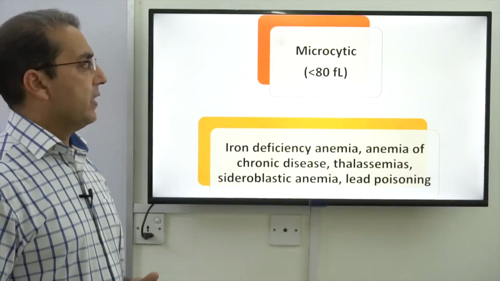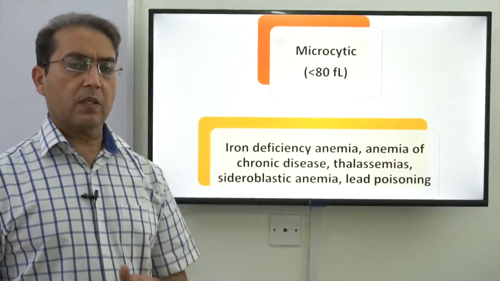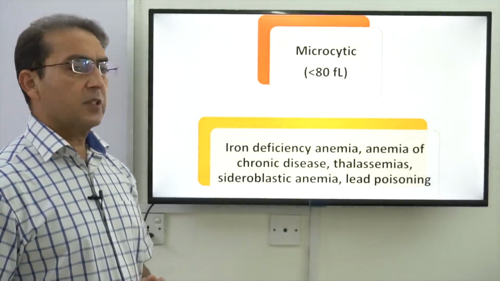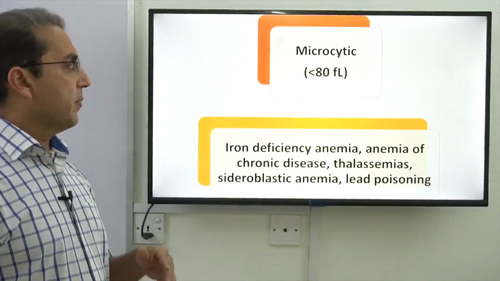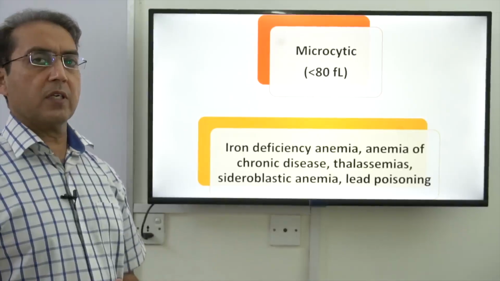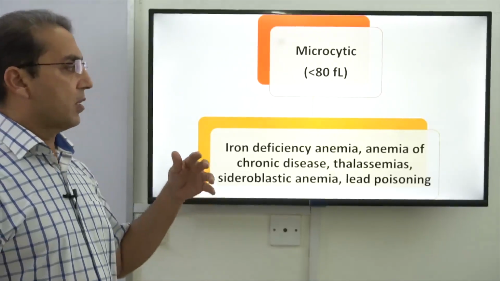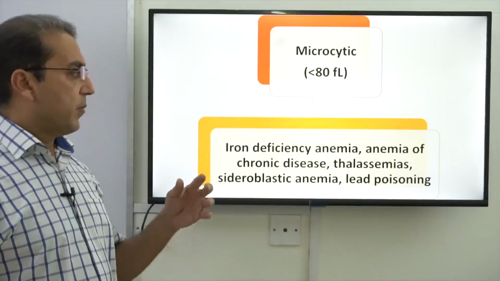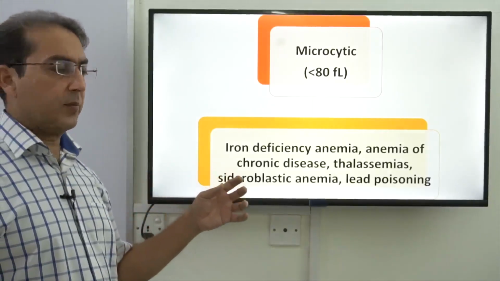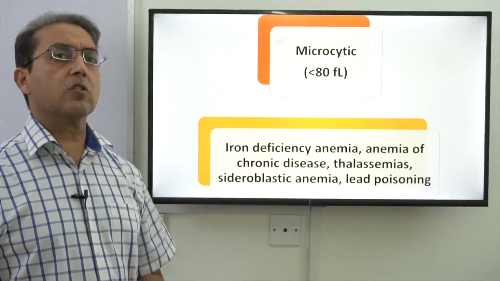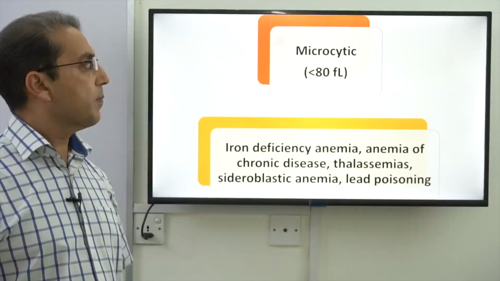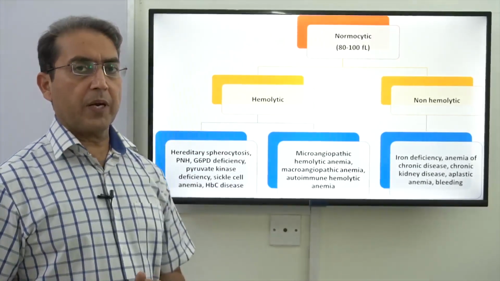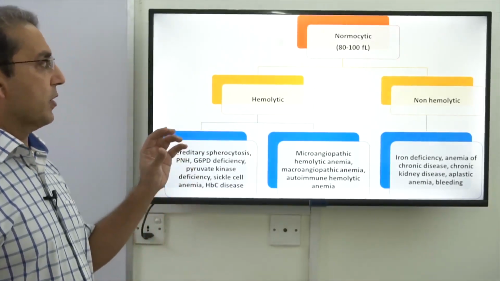Now, what is low MCV? If the RBC is smaller than 80 femtoliters, this is microcytic anemia. Now, in microcytic anemia, the most important reason is iron deficiency anemia. Then you have thalassemias. Anemia of chronic disease can also present as microcytic anemia. Then sideroblastic anemia and lead poisoning can also present with smaller RBCs. Then normocytic anemia: if the red cell size is from 80 to 100 femtoliters, this is a normocyte.